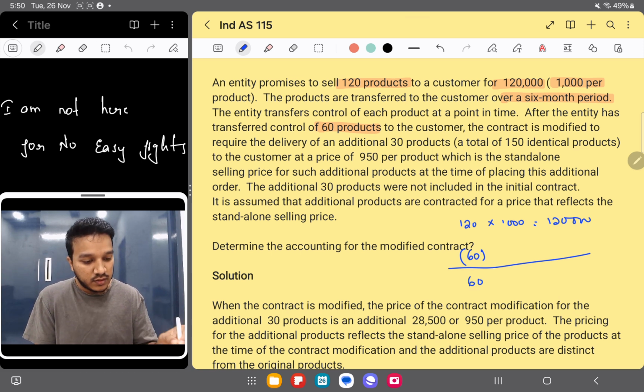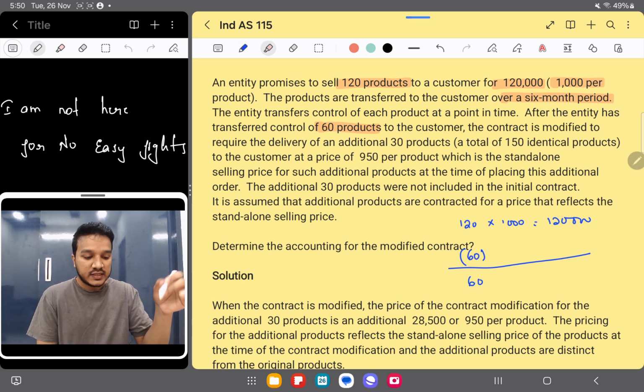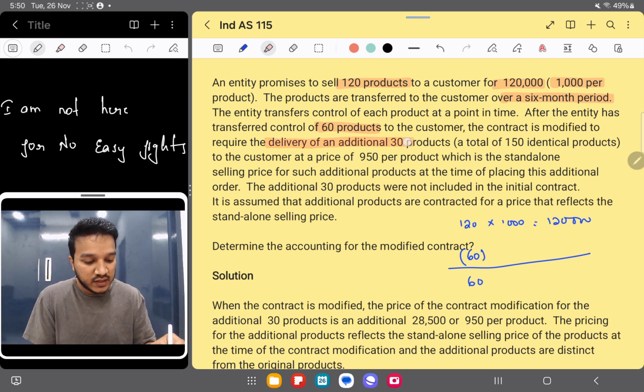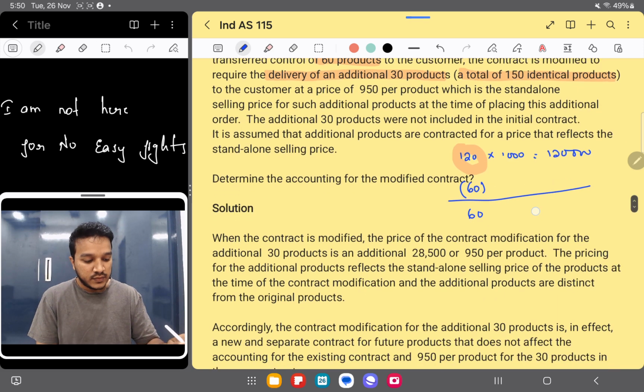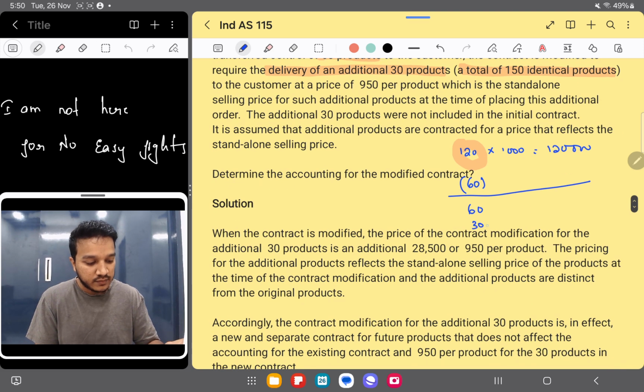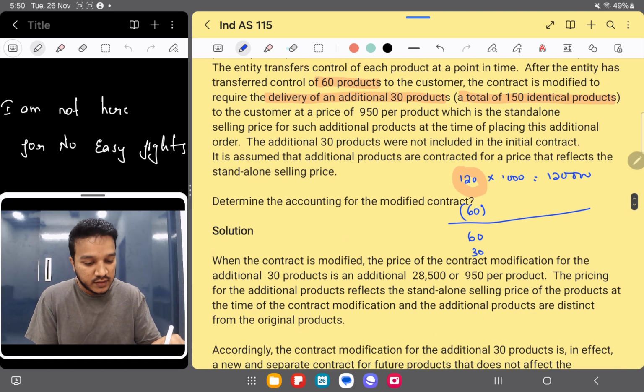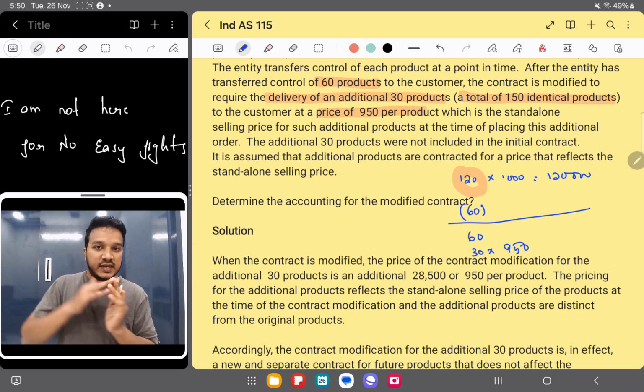Done. Now there's a modification in the contract. They're saying not just this 120, please deliver us 150 products. Total products is 150 identical products. Earlier it was 120. Now they want additional products also. Now they want an additional 30. The price is also given. For the 30, the price is 950. 30 into 950. Now there's an increase in scope.